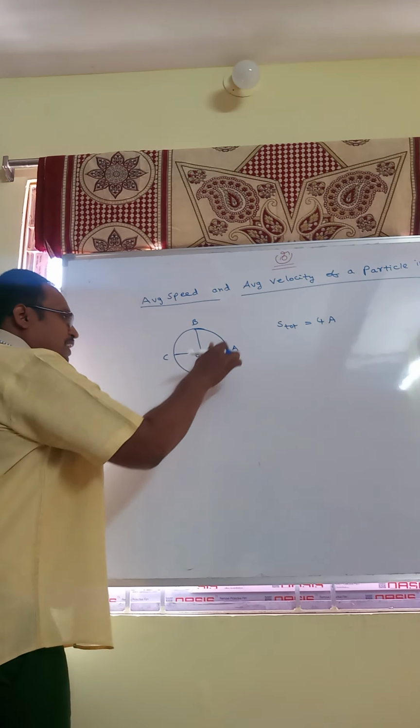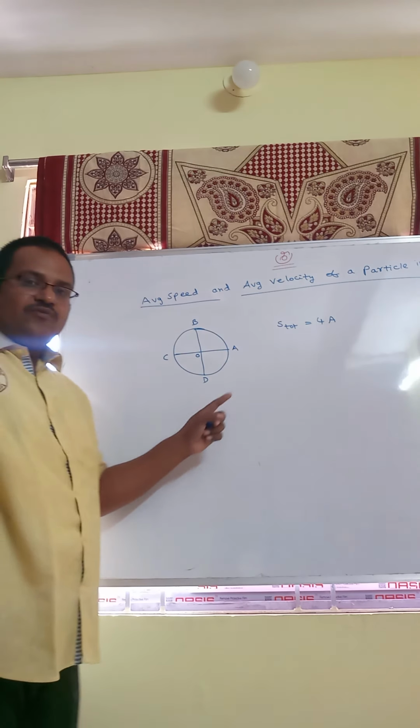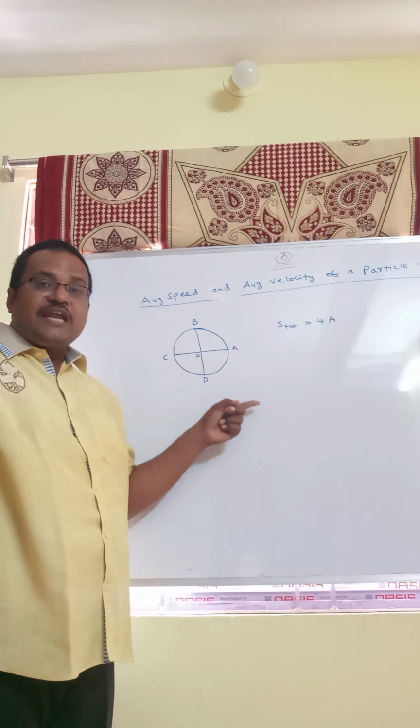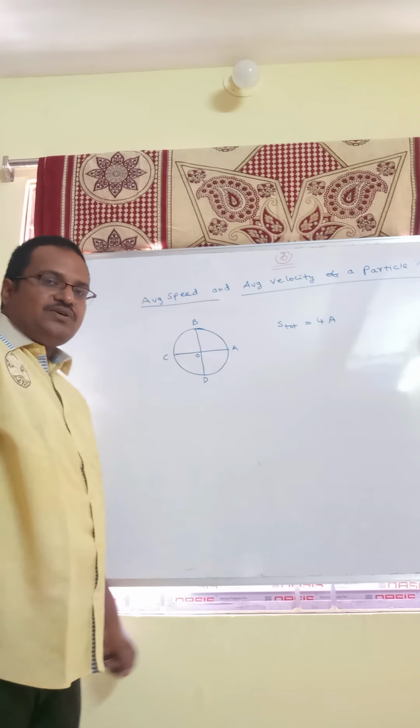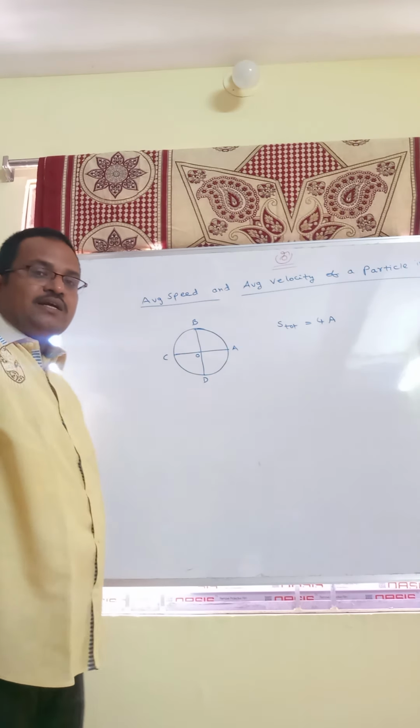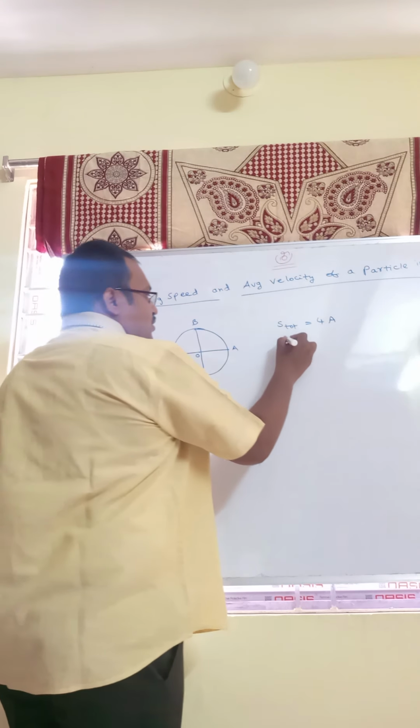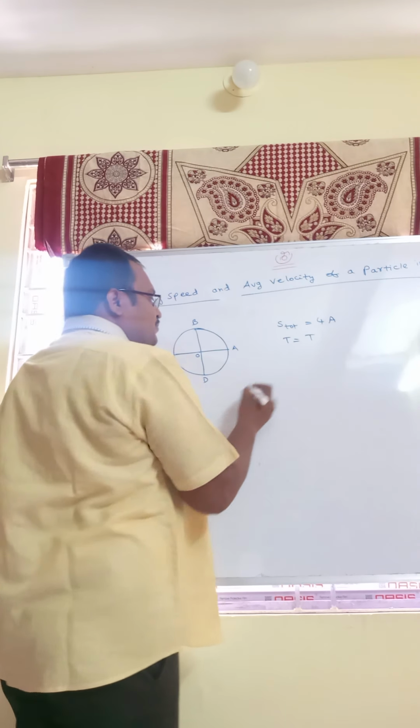The total time taken by the particle to complete one oscillation is nothing but the time period. The total time taken by the particle to complete one oscillation is called the time period. So here total time is T only.